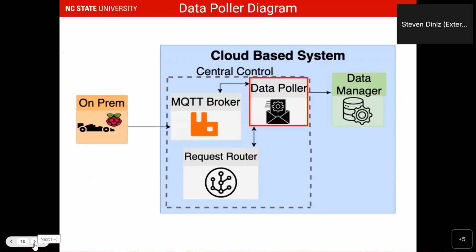So the flow would be the car would send race data to the MQTT broker, and then the data polar subscribes to those messages and will push them to the data manager to be stored. The data polar will let the request router know when the data transmission has finished to begin training the model. And then the data polar also has the functionality to send the message back to the car through the MQTT broker by publishing messages, letting them know that the model has been trained and the car can download the model.